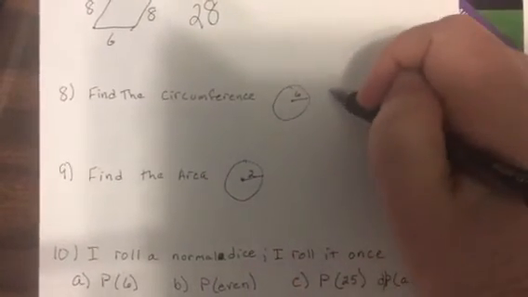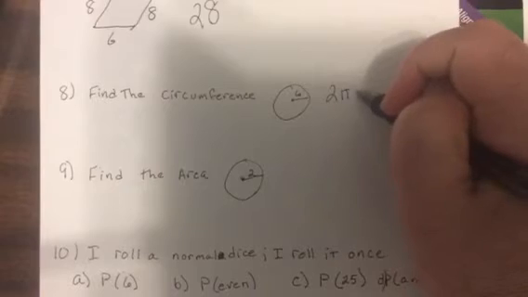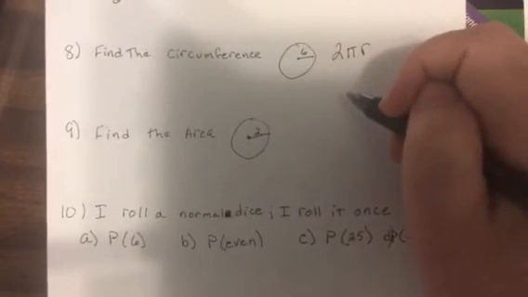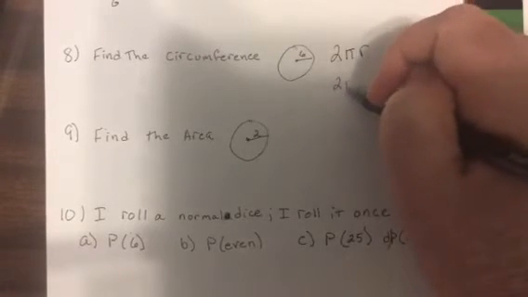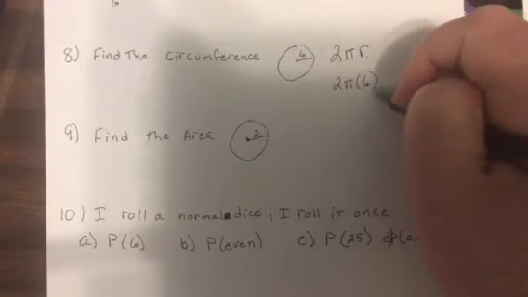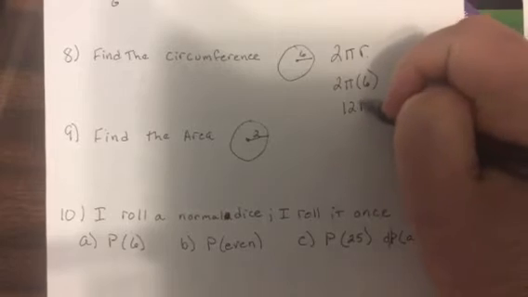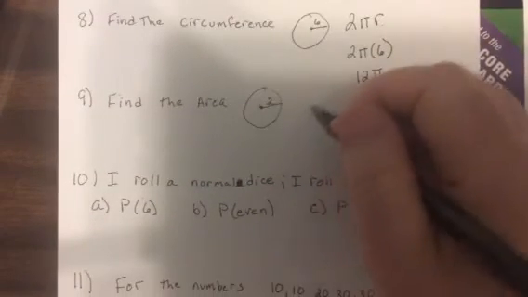Circumference. Remember, circumference is two times pi times the radius, which 2 radius is really the diameter. But anyways, so 2 pi times 6, so that would be 12 pi's. Oh, that sounds good, 12 pi's.